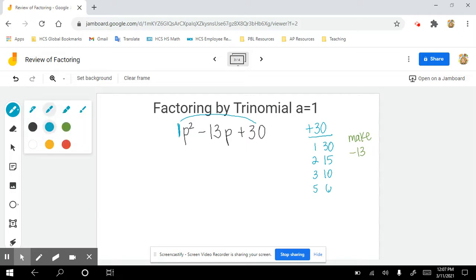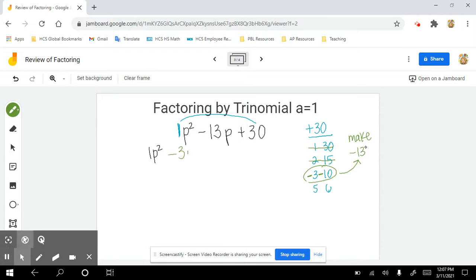We're going to notice here that our 1 and 30 won't add or subtract to make 13. Our 15 minus 2 is 13, but it can't be negative, so that's bad. But 10 and 3, if I add them together, make 13. And if my 3 is negative and my 10 is negative, that would ensure that we make negative 13. That's your goal. Once you find those 2 factors, you replace the middle term, the negative 13p, with the minus 3p and minus 10p, your factors that made the negative 13.